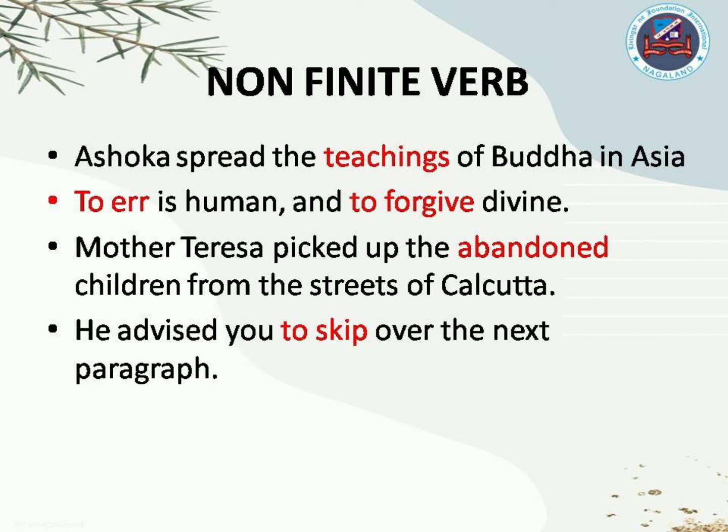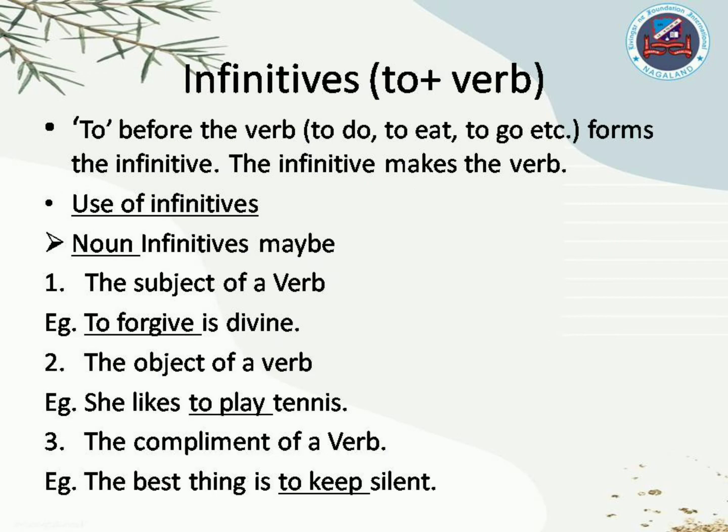So verbals are of three kinds. They are infinitives, participles, and gerunds. So in this lesson, we're going to study the infinitives. To plus verb. So let's look at the infinitives now. The word to before the verb forms the infinitive. So the infinitive makes the verb. Now as a noun, the infinitive may be the subject of a verb, the object of a verb, or the complement of a verb. So that is it.